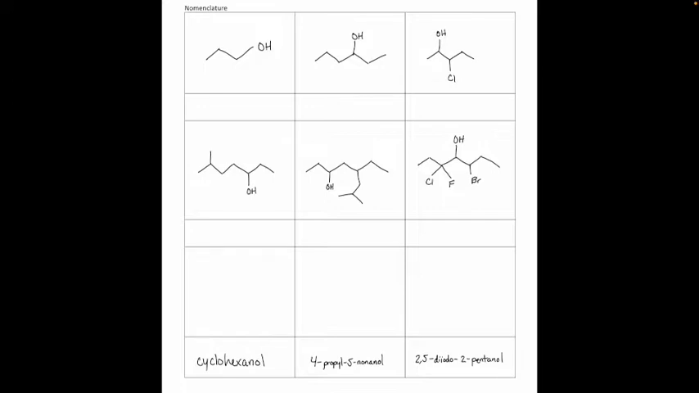Let's get started. We're going to be reviewing chapter 7 material today, which was focused around alcohols. So we got to start with where we always start when we learn a new functional group, and that is nomenclature.